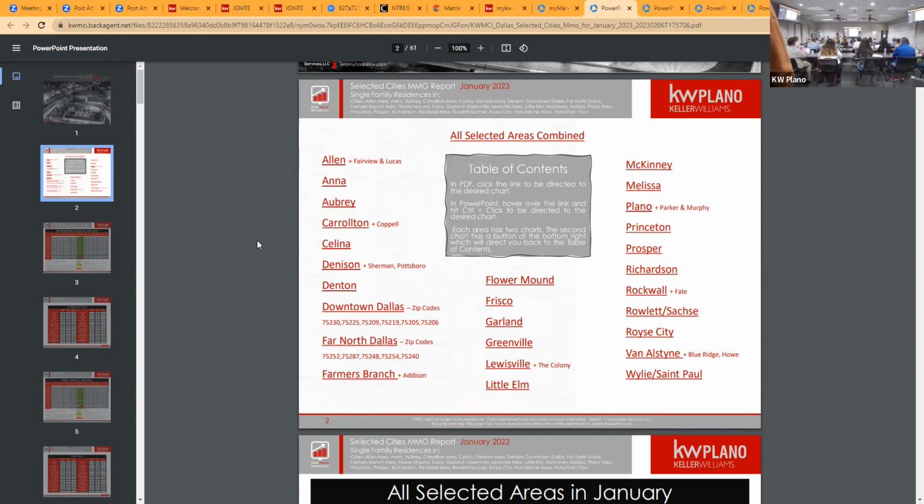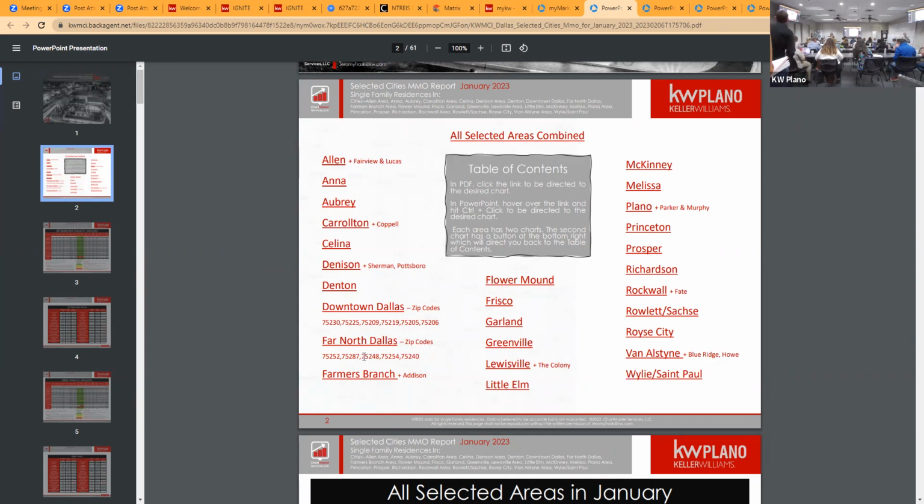Okay, so think of this as your home screen. You can click on each different city and you can see like Allen is coupled with Fairview and Lucas. Carrollton is coupled with Coppell. There's just not enough data in Carrollton alone, so they coupled it with Coppell, or Coppell wasn't enough to stand on its own, so they coupled it with Carrollton. Same with Van Alstyne. They've added Blue Ridge and Howe, etc.